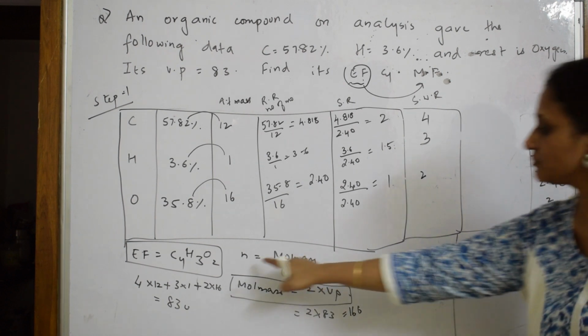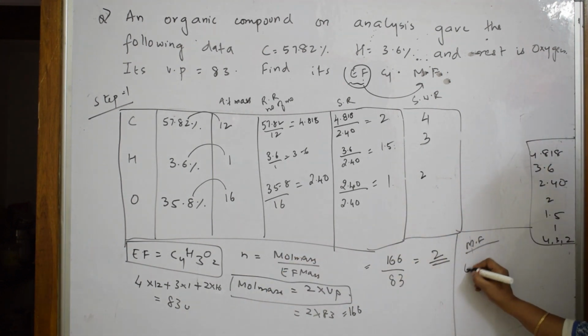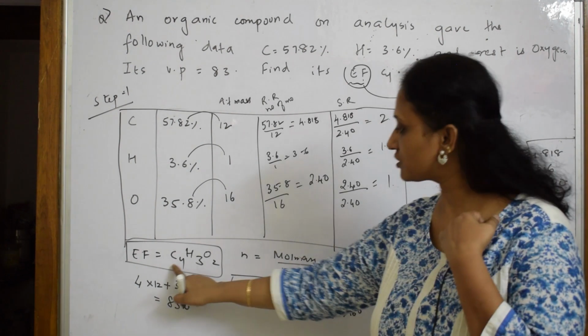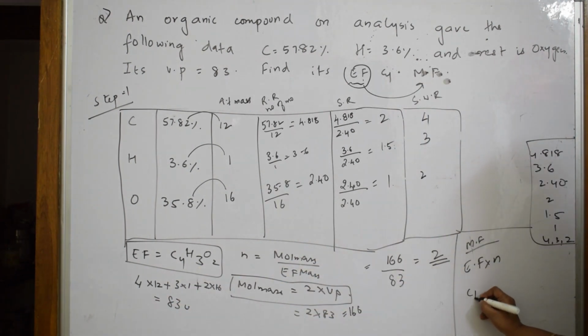This is n, nothing but n. So what is the molecular formula? Empirical formula into n. How much did I get? I got C4H3O2 into 2. What do I get? 4 into 2, 8. 3 into 2, 6. 2 2s are 4. So this is your molecular formula.